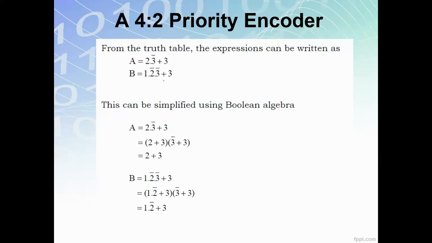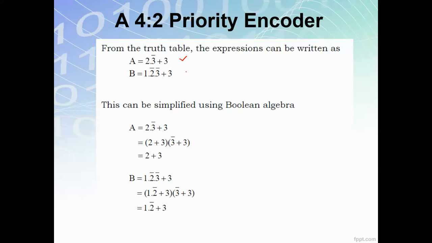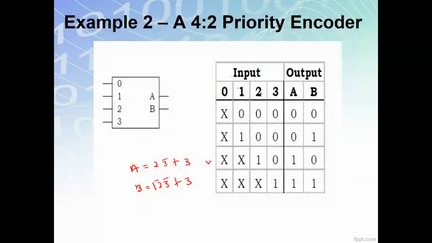And then from the two tables tadi, kita boleh simplify dia punya expression. Contohnya A ni, which is 2, 3 bar plus 3. This is for A. Okay, and for the B, kita ada 1, 2 bar, 3 bar plus 3. So this is expression dia. Expression ni is come from dia punya output of the two tables.